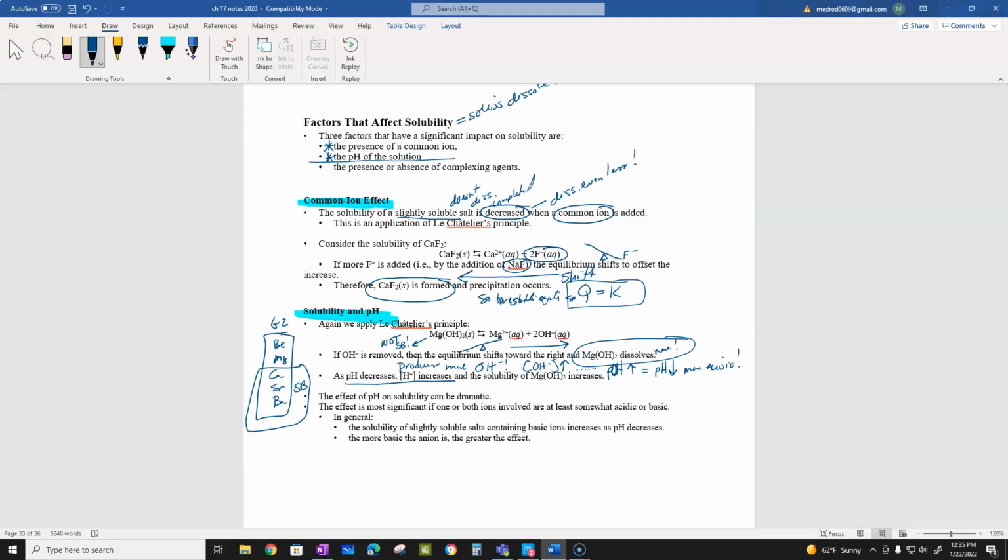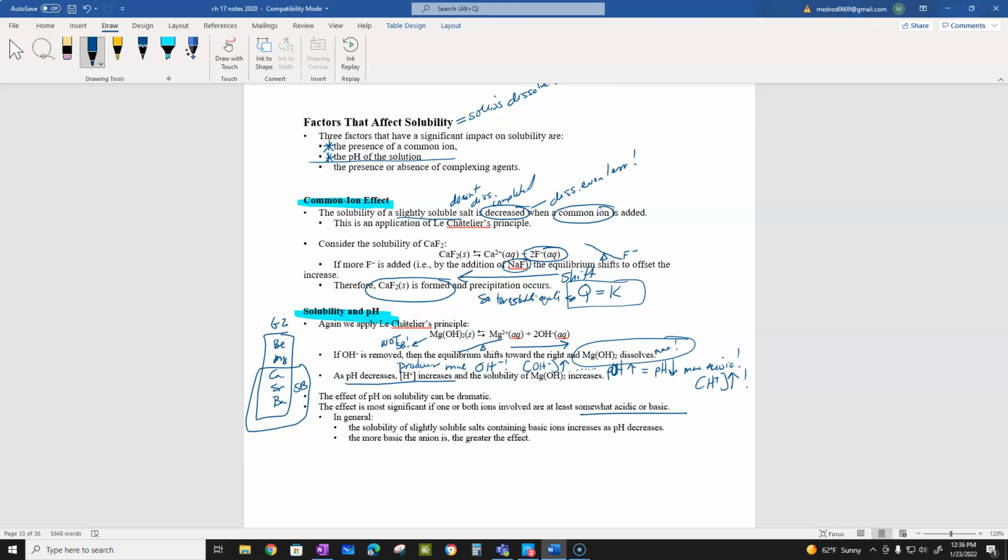There's a lot of explaining here. We're just trying to figure out how it works. So by doing that, because I'm making it more acidic, my H concentration will increase. The effect of pH on solubility can be dramatic. The effect is more significant if one or both ions involved are at least somewhat acidic or basic. That's why we have to use OH for this. If it had been calcium or fluorine, I can't get pH from calcium and I can't get pH from fluorine. So that's why we have to use this for something that's slightly acidic or slightly basic.